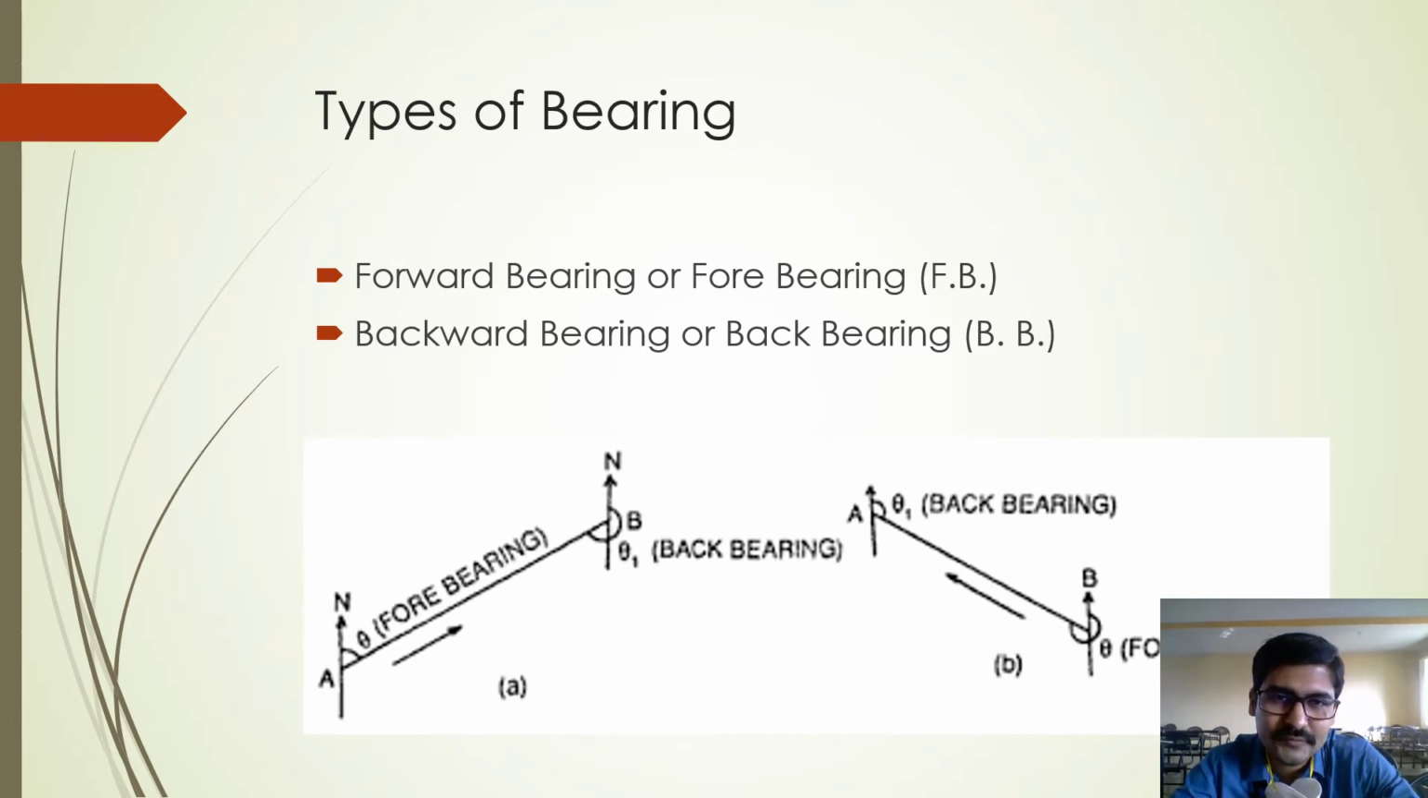Clear? So that means what? For any particular line, there will be two bearings. One will be the fore bearing measured at the starting point of the line, and another will be the back bearing measured at the end point of the line, right? Try to keep this in your mind.